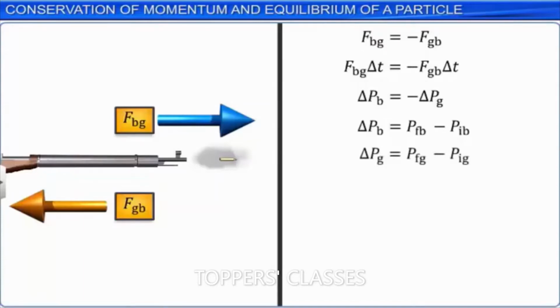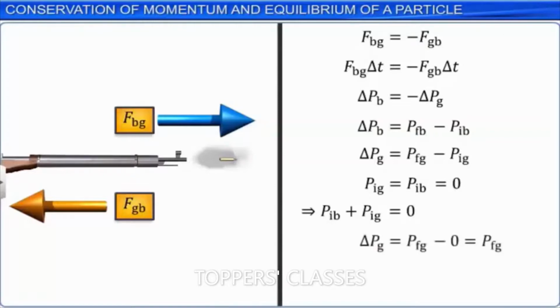Initially, the gun and the bullet are at rest. Hence, their initial momenta PIG and PIB are 0. This indicates that the total momentum of the gun and the bullet as a system is 0. As the initial momentum of the gun and the bullet is 0, the change in momentum of the bullet and the gun is equal to their final momentum PFG and PFB respectively.